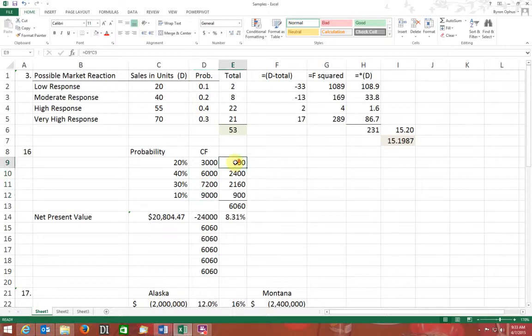Remember on some of these other ones where I applied the probabilities, I want to get my expected value. So I apply my probabilities, which is simply taking the probabilities times the estimated cash flow. And then I can carry on down, and I get a total here of $6,060 for mine.